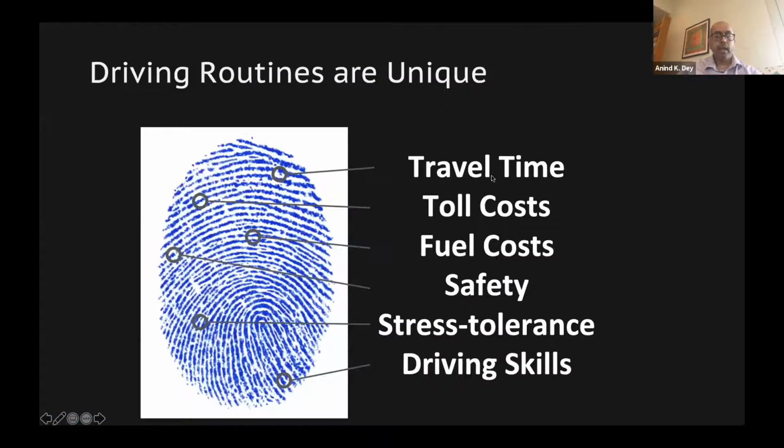And what you understand is that there are a lot of different factors that go into determining what my driving routine is. And while I'm not going to argue that my driving routine is as unique as a fingerprint, we can kind of think of each person's routine, whatever the domain is, in this case driving, as a bit of a fingerprint.